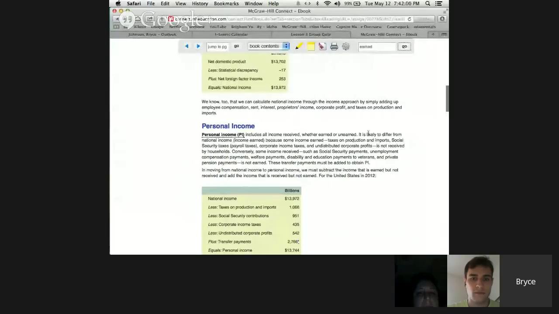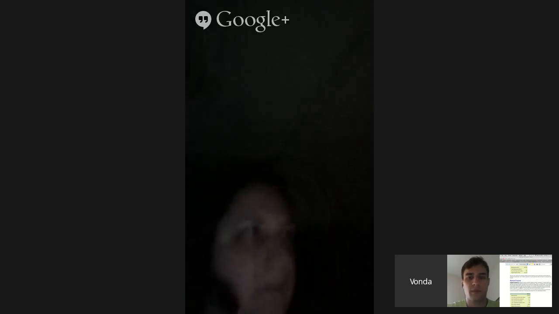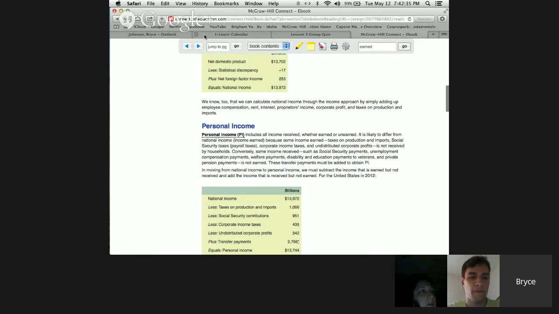So it says right here, personal income includes all income received, whether earned or unearned. It is likely to differ from national income, which is income earned, because some income earned, meaning taxes on production and imports, Social Security payroll taxes, corporate income taxes, and undistributed corporate profits, is not received by households. Right, so it wouldn't be the last option, the undistributed corporate profits, because those are not received by households. Okay. Yeah, so I think it would be the last option then, yeah? Because it just says it right there.